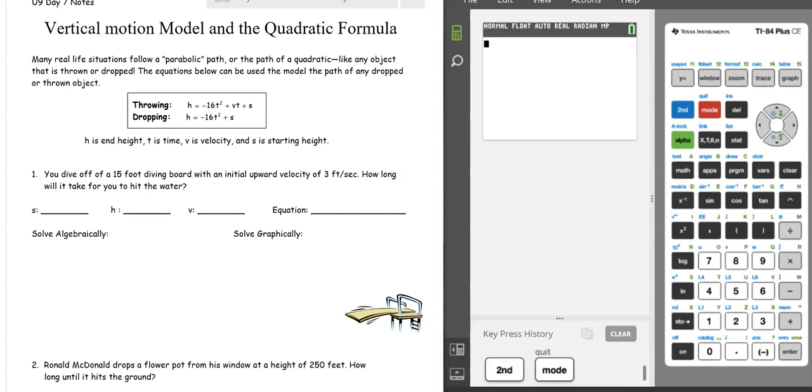Today we are going to relate what we can actually do with the quadratic formula. A lot of you may think, when am I ever going to see this? But in all honesty, this is one you may see a lot, and it relates a lot to everyday life.